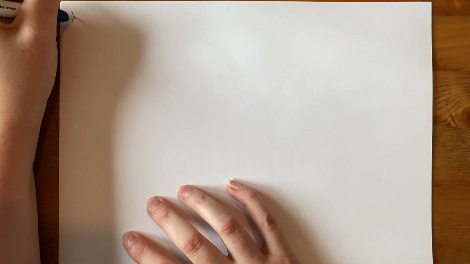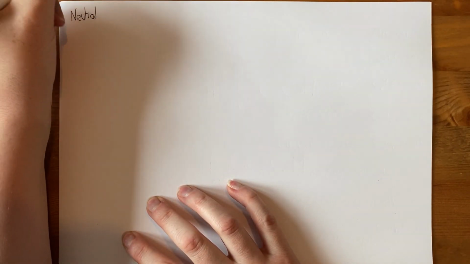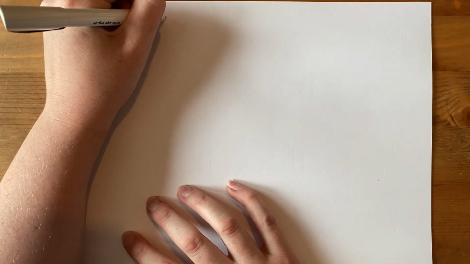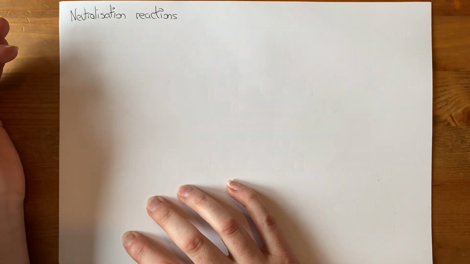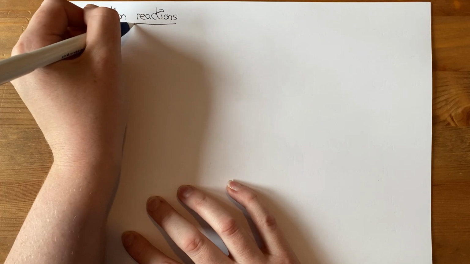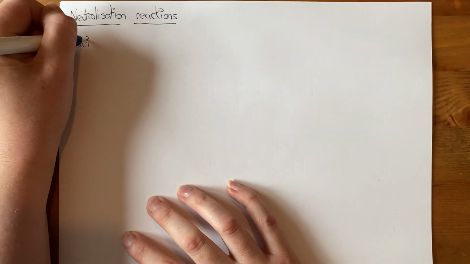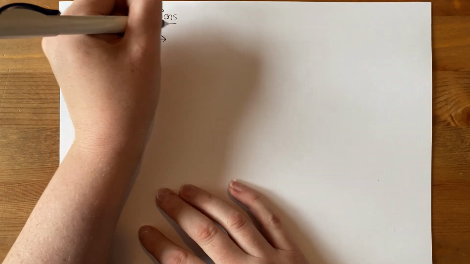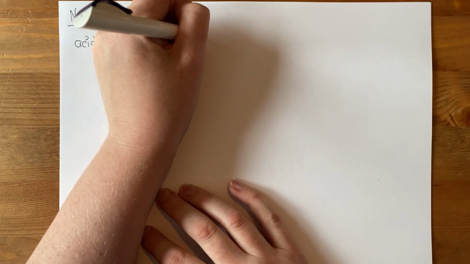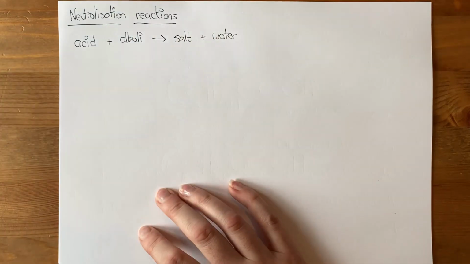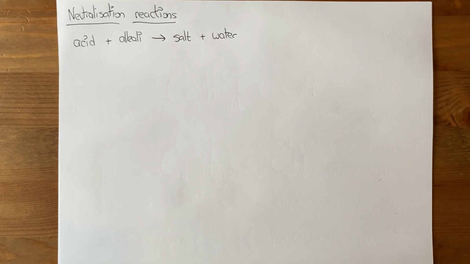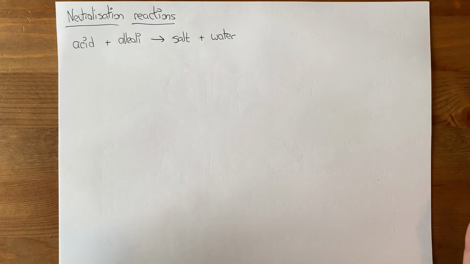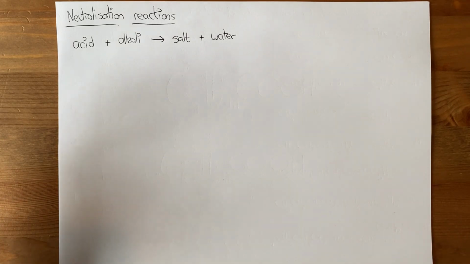So for neutralization reactions, let's just remind ourselves. We are talking about the reaction of an acid and an alkali. So hopefully I can still remember from school getting it drilled into me that acid plus alkali will create a salt plus water. Now, we've been talking about alkalis as being soluble bases and a base being anything that can neutralise an acid. Now, carboxylic acids are no different.